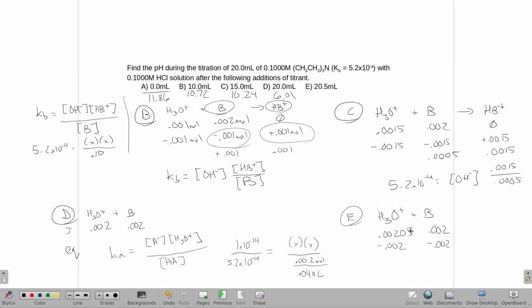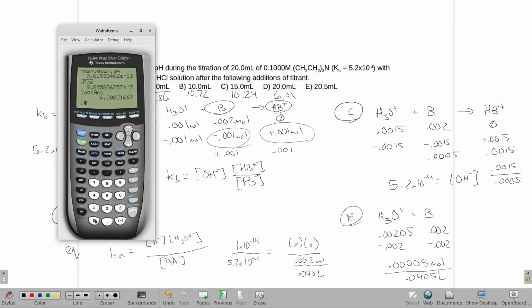Alright, the pH is going to be based on this small amount of acid that's left over. 0.00005 moles, and our volume is now 40.5 milliliters, so 0.0405 liters. 0.00005 divided by 0.0405, and then take the log of that, and we get a pH of 2.91.